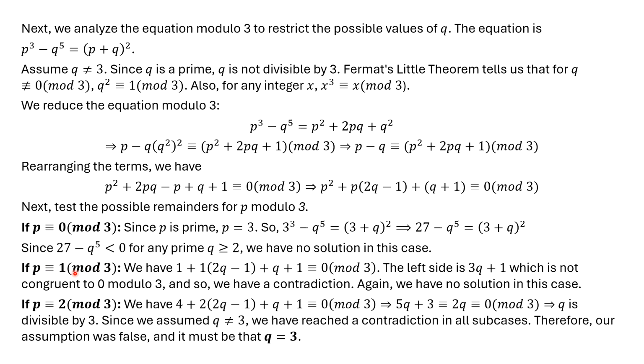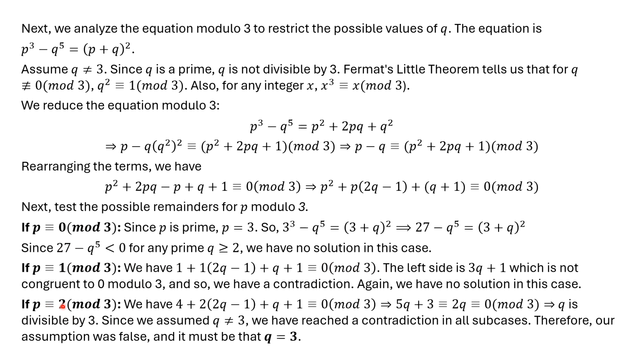Then we look at p congruent to 1 mod 3. And we'll work with this congruence here. And so if p is congruent to 1 mod 3, p squared is also congruent to 1 mod 3. So we get a 1 for this, a 1 for p. And I just brought down the 2q minus 1 and the q plus 1. And if we add these things together on the left, we get 3q plus 1. But this is congruent to 1 mod 3, not 0 mod 3. So again, we have a contradiction. So these two cases are out.